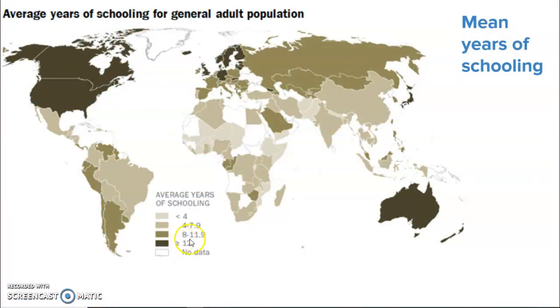Here's a map for the average years of schooling, and it was greater than or equal to 12 in all of these dark brown areas, and less than 4 in these lighter gray areas. And then we have some areas where there's just no data. A lot of these areas in Africa we don't have any information about as far as their mean years of schooling.